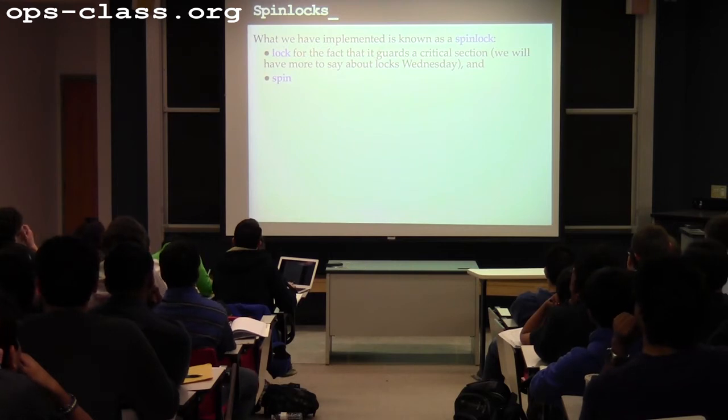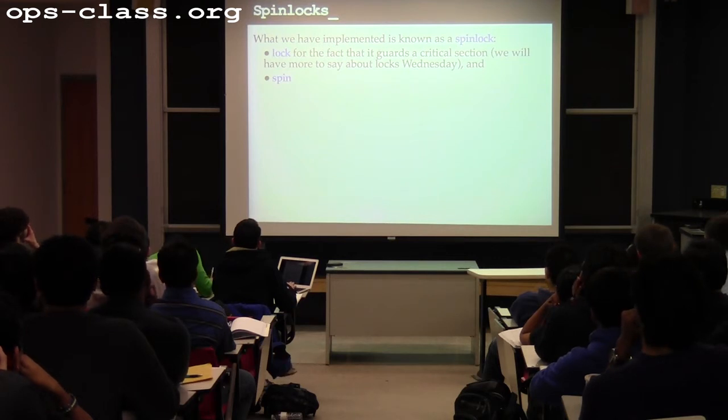Lock, for the fact that this is used to guard a critical section or provide exclusive access to a resource. Well, today is Wednesday, so I guess that'll be Friday, or maybe hopefully today.